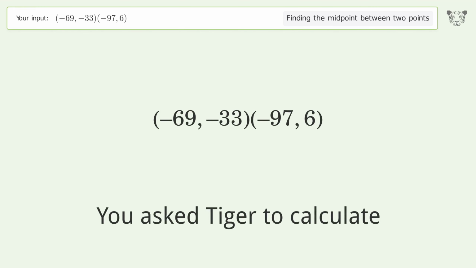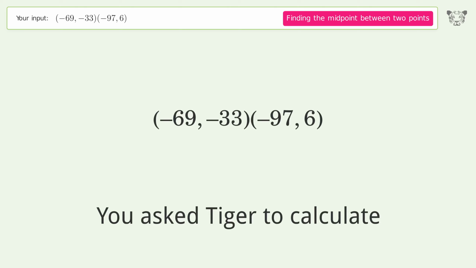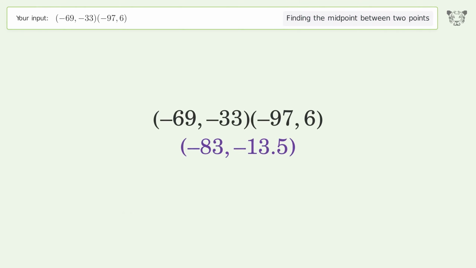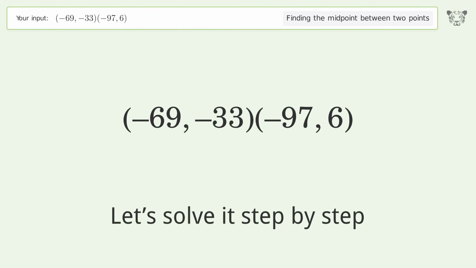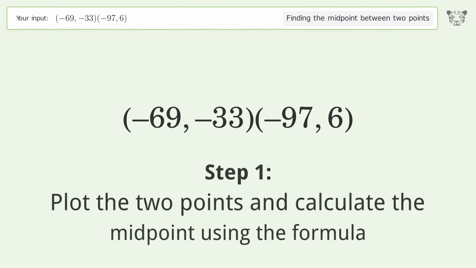You ask Tiger to calculate. This deals with finding the midpoint between 2 points. The midpoint between the 2 points is -83, -13.5. Let's solve it step by step. Plot the 2 points and calculate the midpoint using the formula.